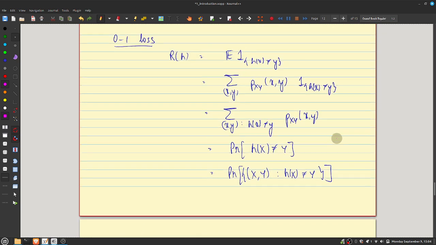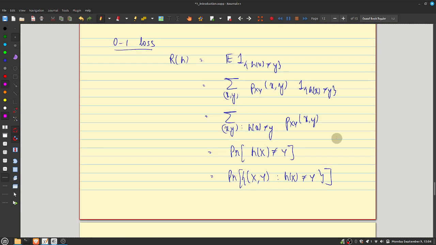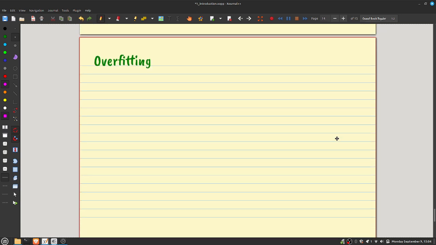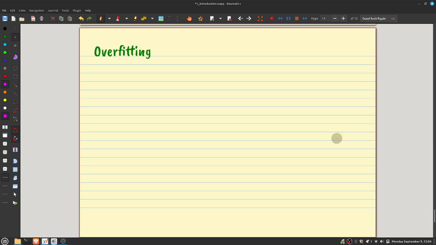So now the question is, how should you choose H? Once you fixed a particular hypothesis set, how do you choose a little H from this hypothesis set? Correct? So let's see what happens if your hypothesis set H is extremely large.